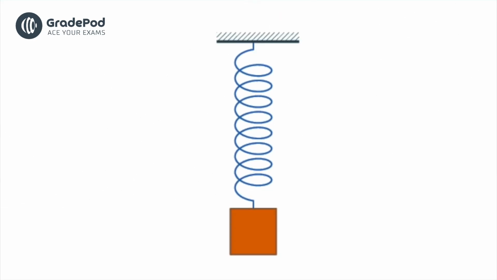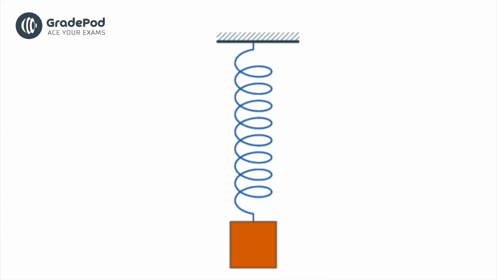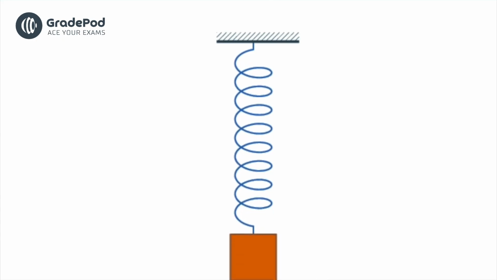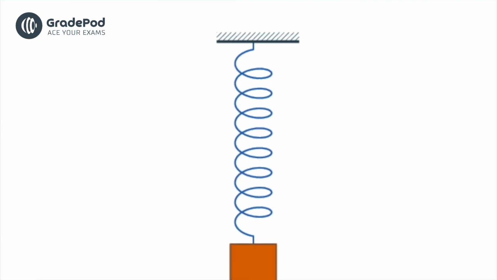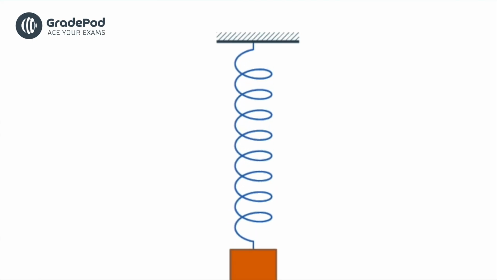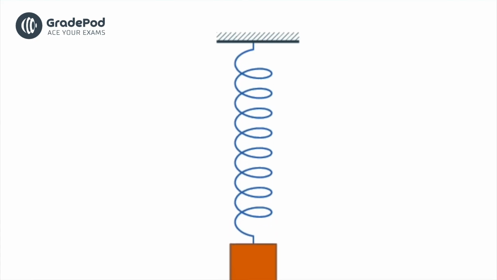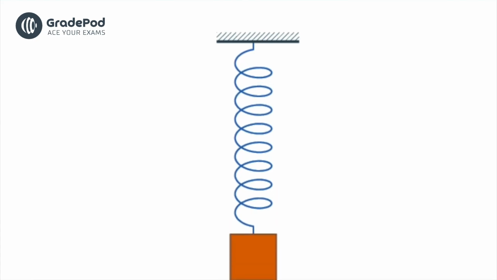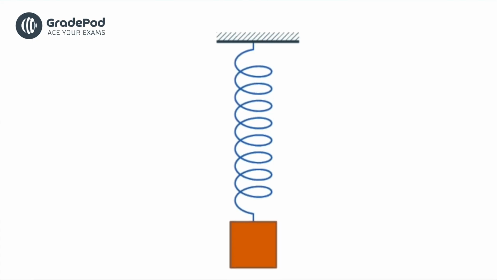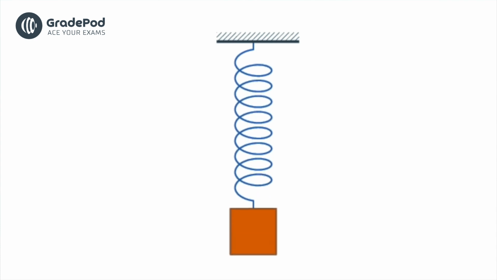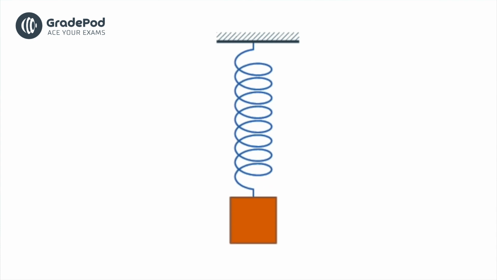Our third example of an oscillating system, or a system exhibiting simple harmonic motion, is this mass that's oscillating up and down on a spring. It's oscillating around an equilibrium point, and the restoring force is the force due to the spring when it pulls it up, and gravity when it pulls it down.